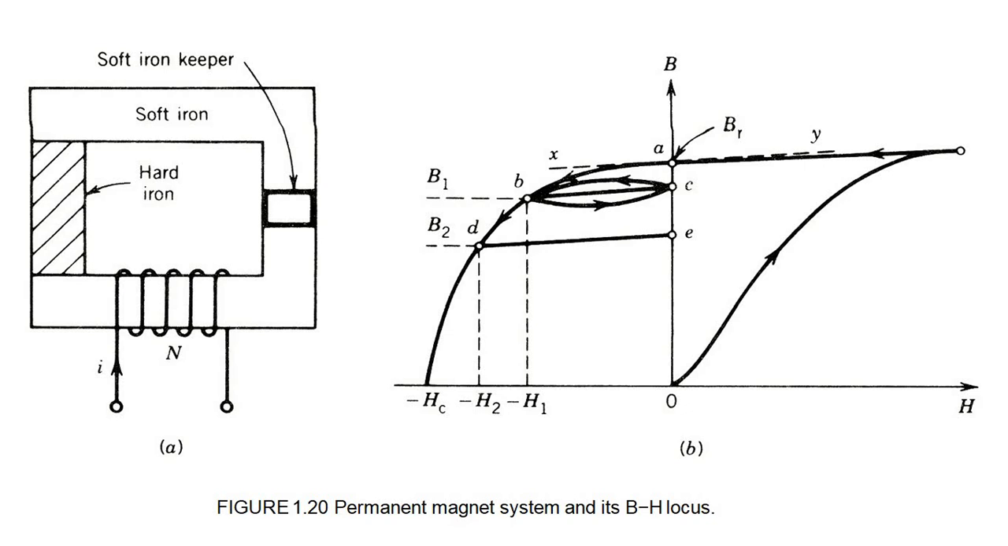The first one is a soft iron keeper, then hard iron. Then the iron core, N is the number of turns. Permanent magnet system and its BH curve. That means the x-axis is magnetic field intensity and the y-axis is flux density. From this point of view, the magnetizing value will rise in the magnetization.